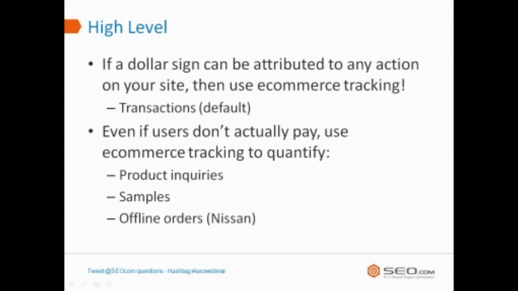A few more high-level topics. If there is a $ sign on your website, then use e-commerce tracking. Even if you're not an e-commerce website, like you'll see at the bottom, Nissan, you can't go buy a Nissan car off of their website, obviously, but they do have, just like most car manufacturers, a build a car function where they can go in, customize a car, and get it sent to the local dealership for an order, and they track that with e-commerce tracking.